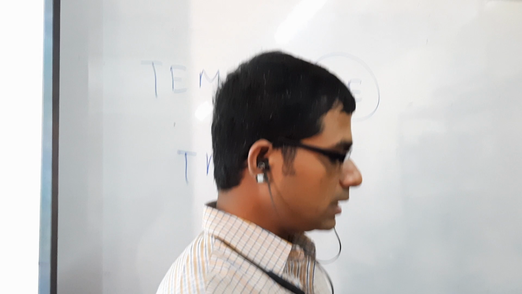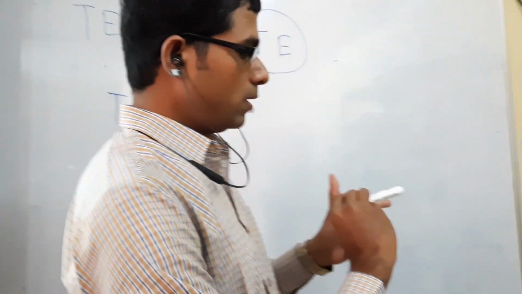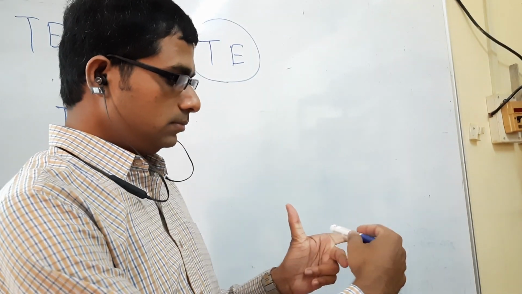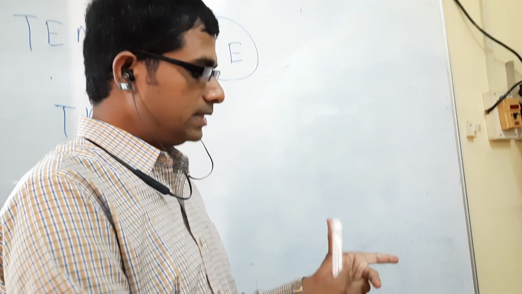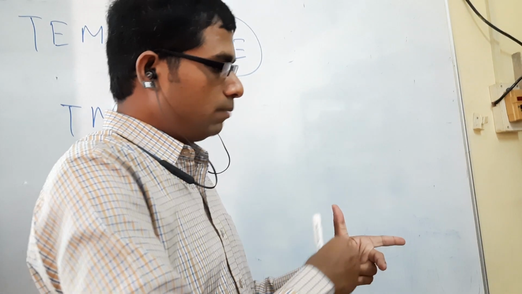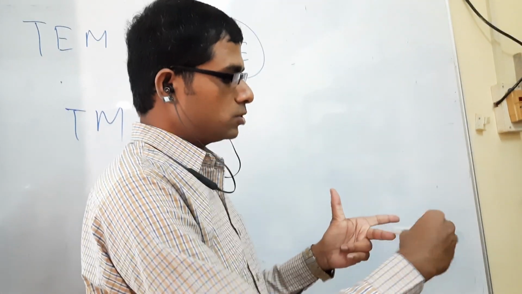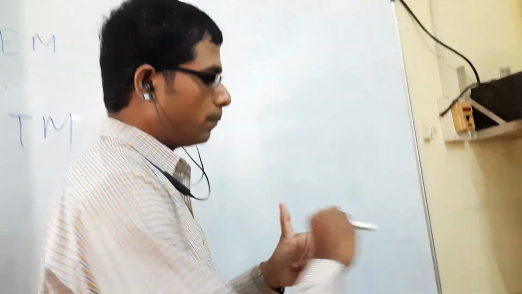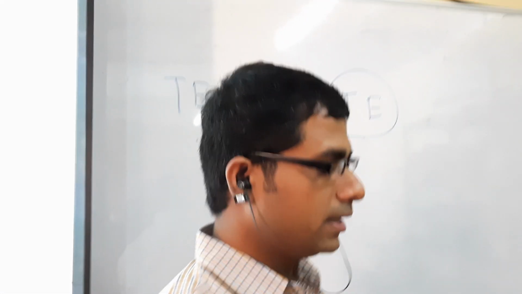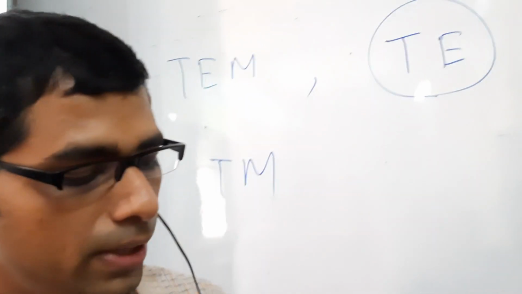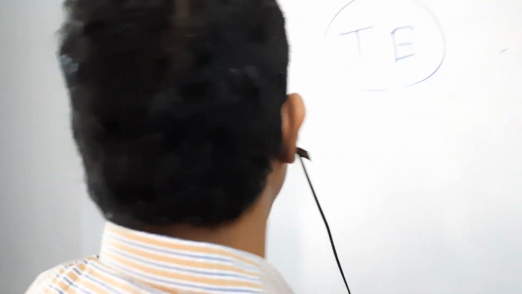Suppose this is the z direction, where the wave propagates, and suppose this is the x-axis, this is the y-axis, this is the z-axis. The electric field is varying in the x-axis, up and down, and moves along the z direction. And this is, suppose, the magnetic field. The magnetic field varies in the y-axis, and both are propagating in the z direction. That is the TEM mode, transverse electromagnetic mode. That means the electric field and magnetic field are both perpendicular to the direction of propagation.